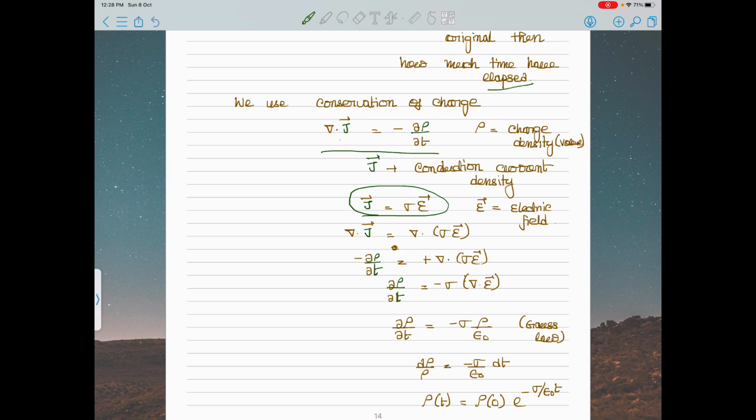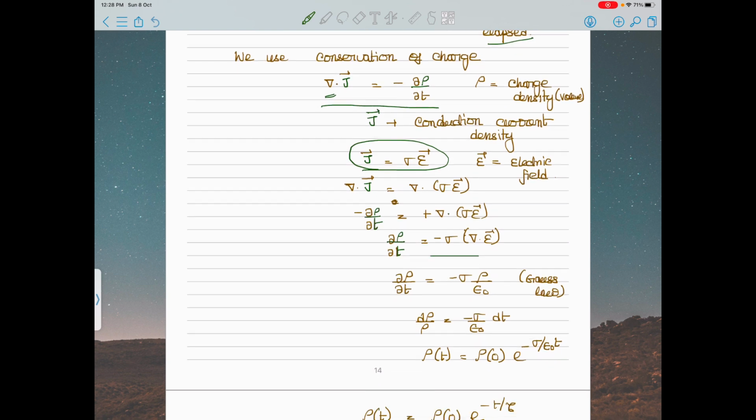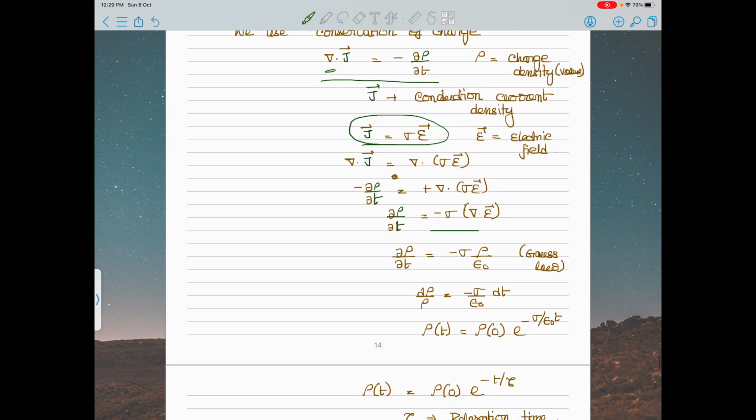Now again, if we write the left hand side of this continuity equation, del dot J will be del dot sigma E, and that should be equal to minus delta rho by delta t. Taking the minus sign to the right hand side, we get delta rho by delta t equals minus del dot sigma E. Now what is del dot E? According to Gauss law, this is rho by epsilon naught, where rho is the volumetric charge density, and delta rho by delta t therefore becomes minus sigma rho by epsilon naught. Therefore d rho by rho can be written as minus sigma by epsilon naught into dt.